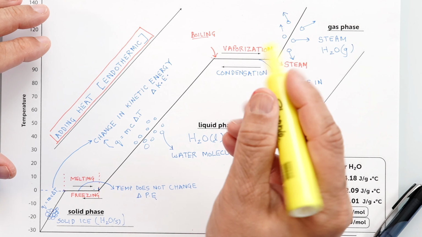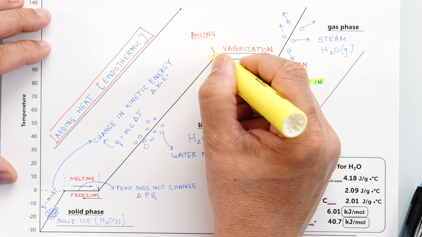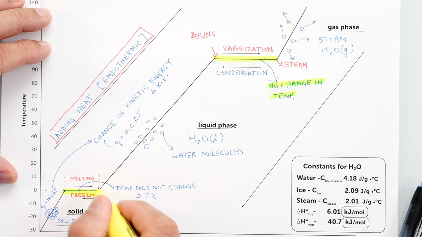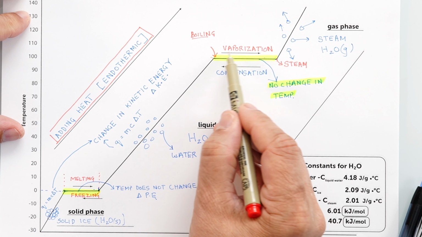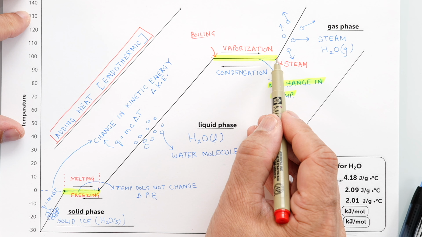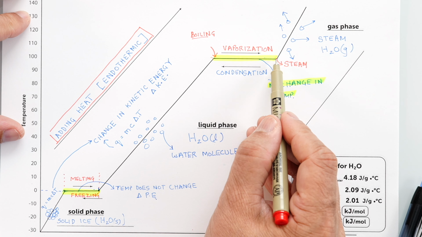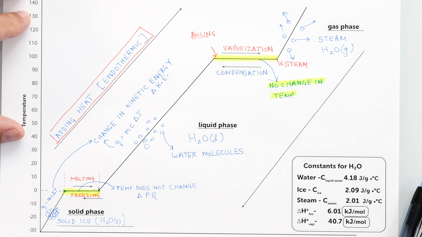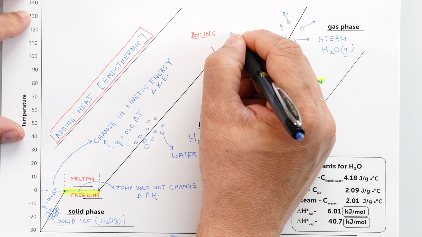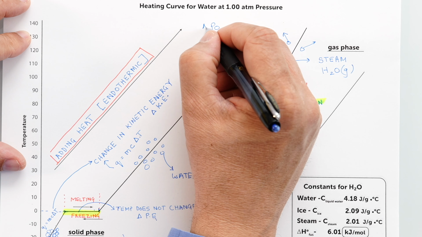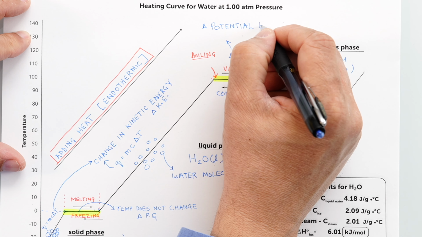I'd like you to highlight a couple of things. There's no change in temp right in here. And right in here, there is no change in temp as well. Right in here, the molecules are rearranging themselves, and they're absorbing heat, but the temperature is not changing. So this is, again, a change in potential energy. So this is delta PE. That is a change in potential energy.